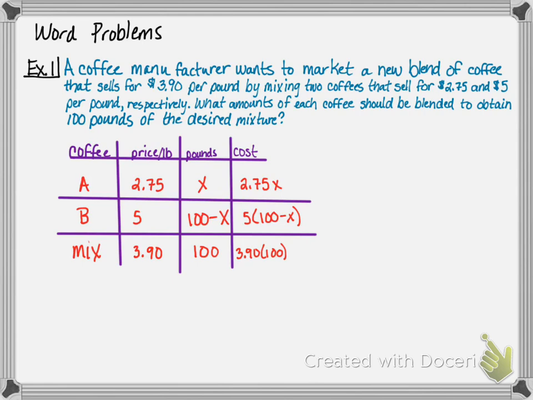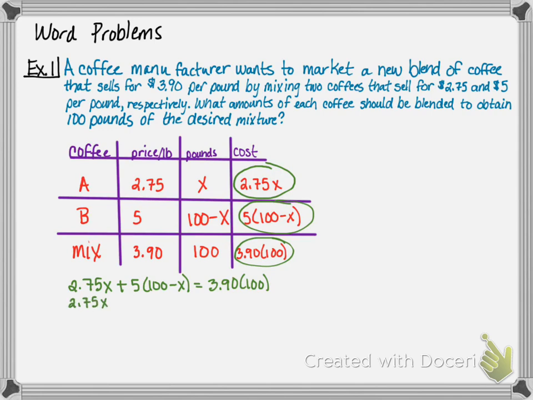From here, we can set up an equation about costs. So 2.75X plus 5 times (100 minus X) must equal the total cost, $3.90 times 100. Okay, we're going to solve this equation for X. If we distribute the 5 to the 100, we get 500. 5 times negative X is minus 5X. 3.90 times 100 is 390.